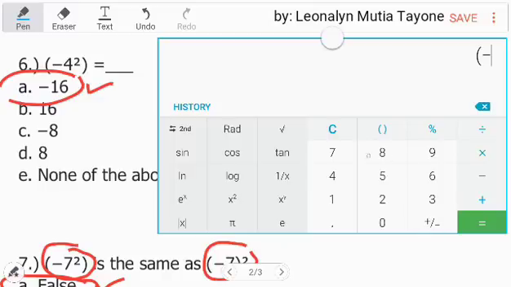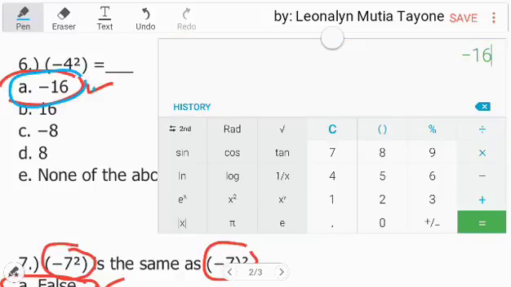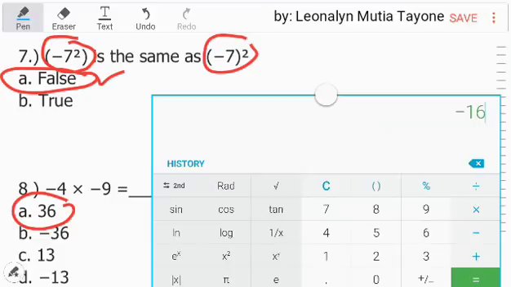Number 6. Observe this. This is negative 4 raised to 2. So, let us erase the unnecessary parentheses so that it is exactly the same. So, all of it is inside the parenthesis. Negative 4 raised to 2. The answer here is negative 16. So, correct.